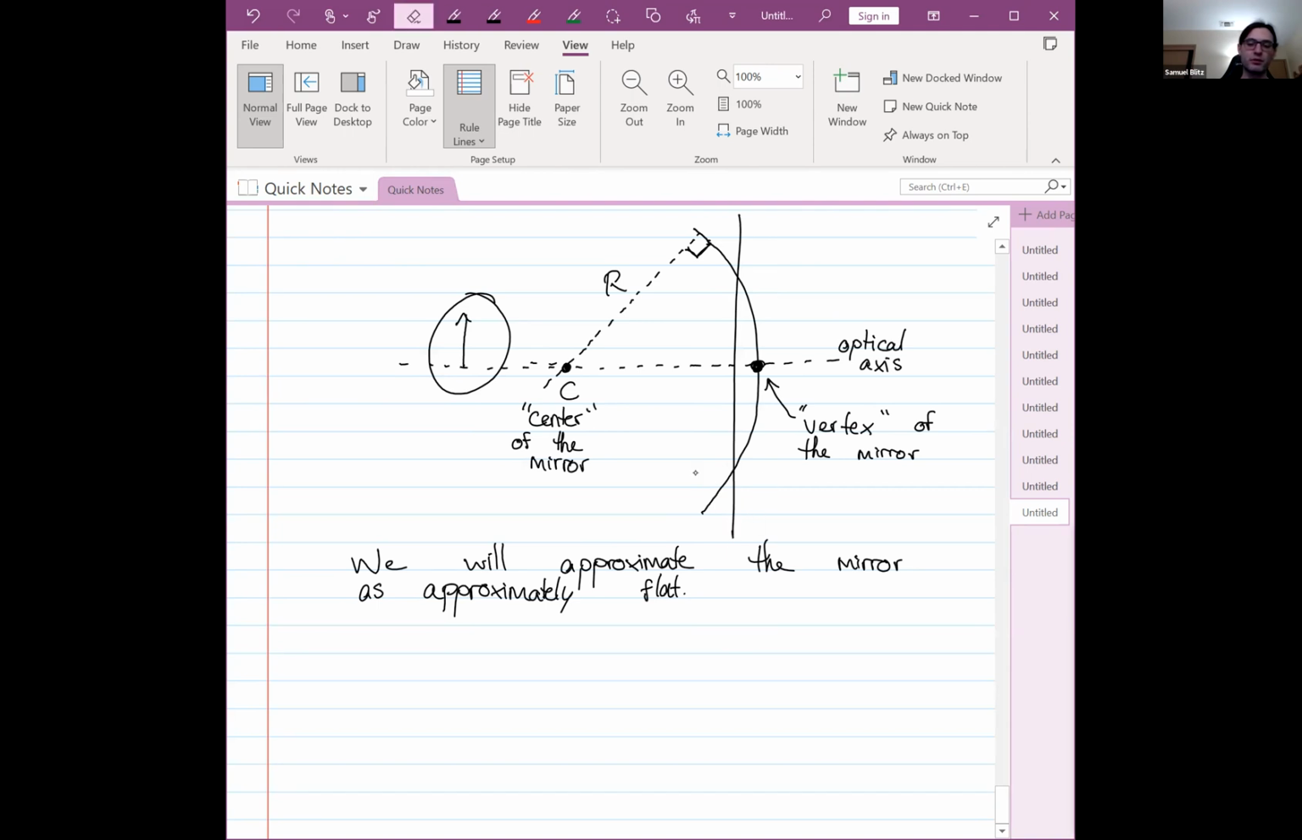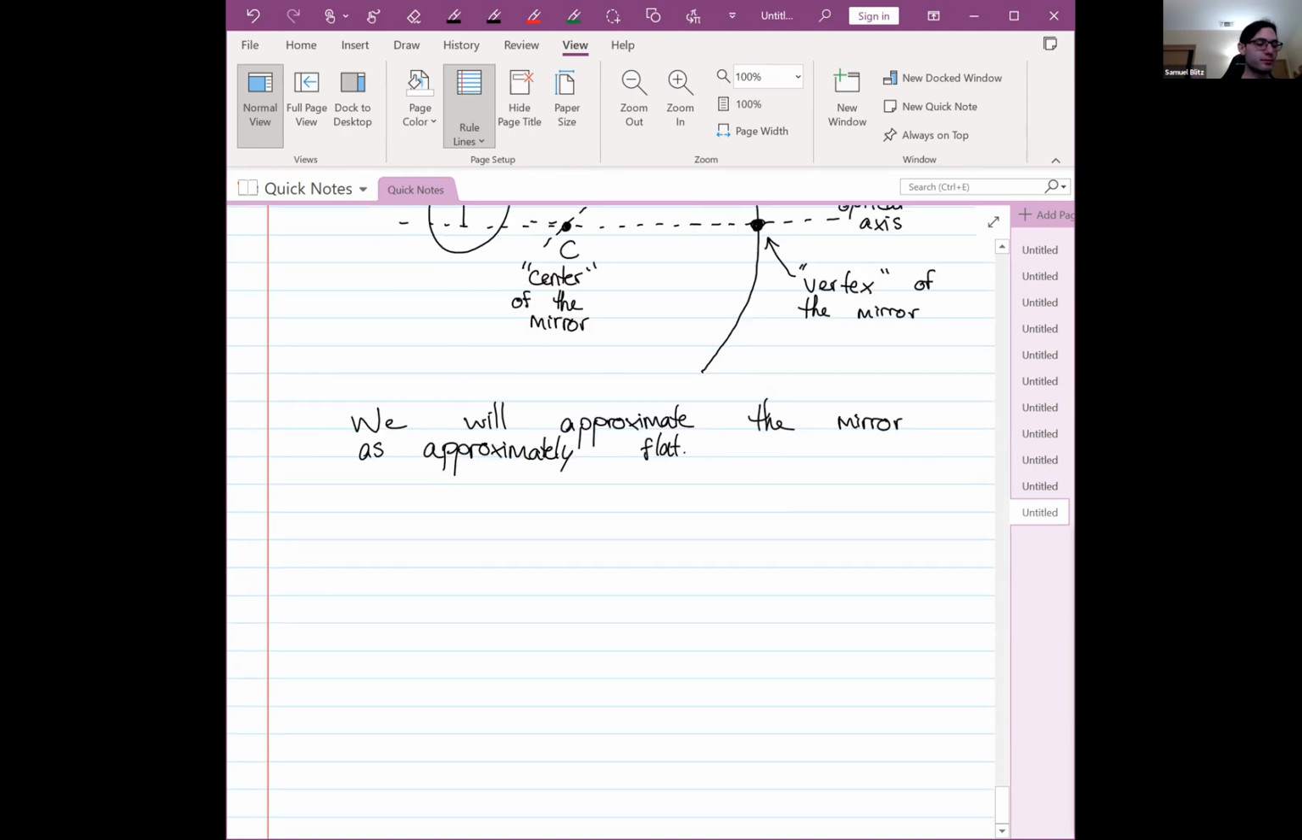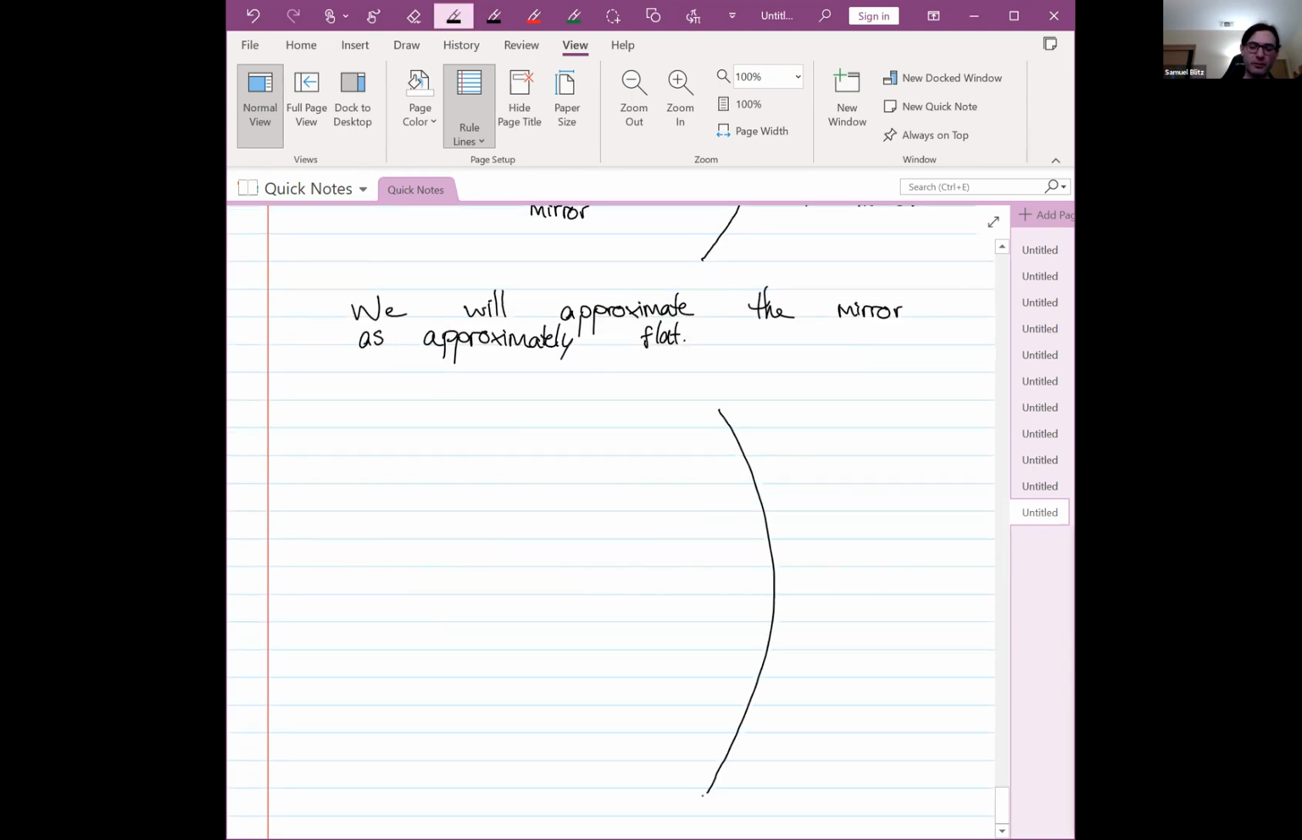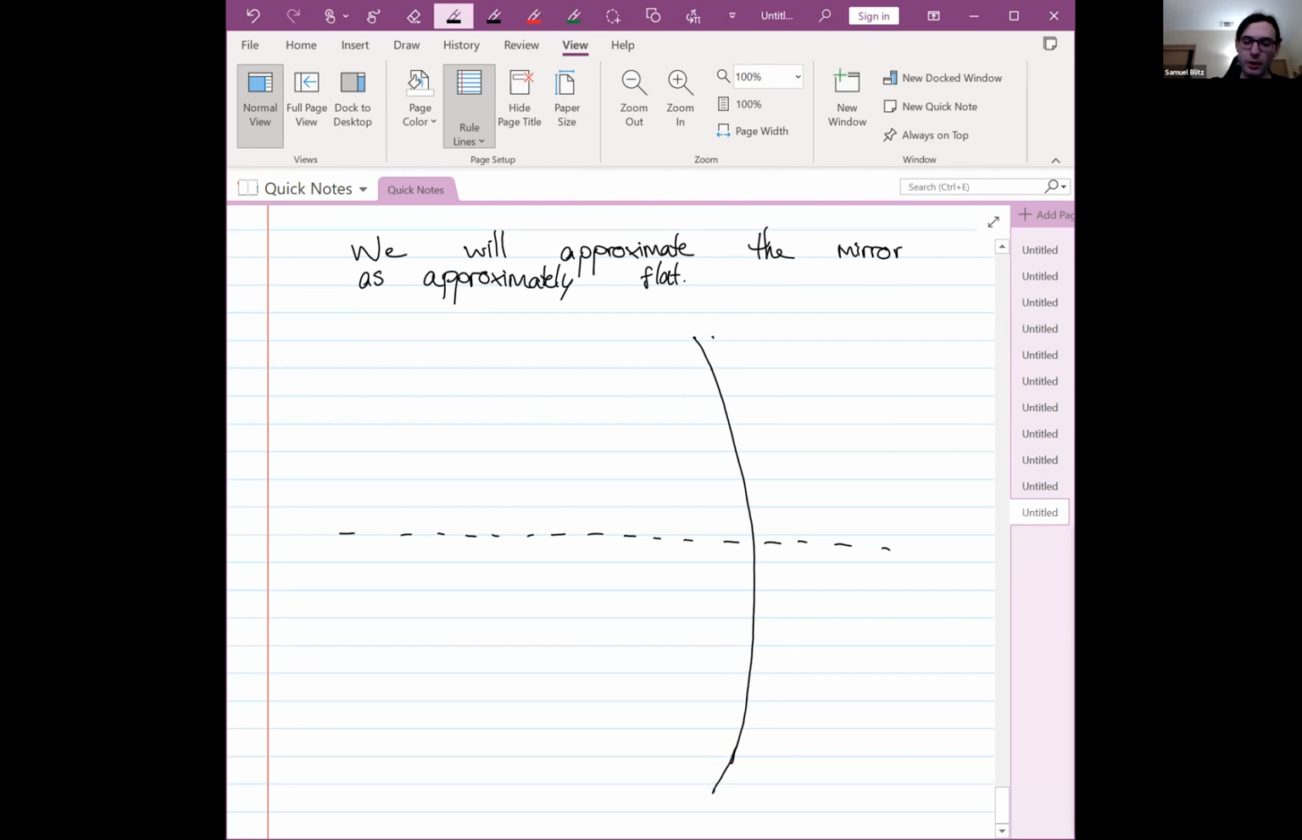So you have your curve, you have your mirror. Actually, let me draw it even less curved, with a really large radius of curvature. Here's our optical axis. We can basically approximate our mirror as just this line. I'm going to double it up so you can tell which one I'm pointing to. This thick line is what we're going to use to treat our mirrors. This is our flat approximation of the spherical mirror.